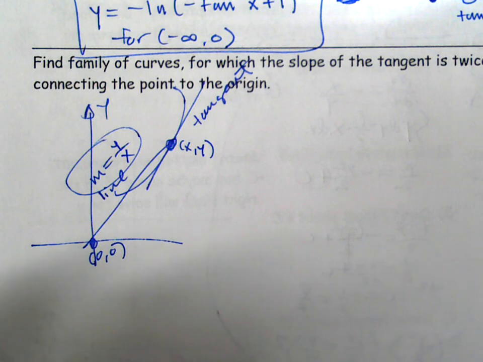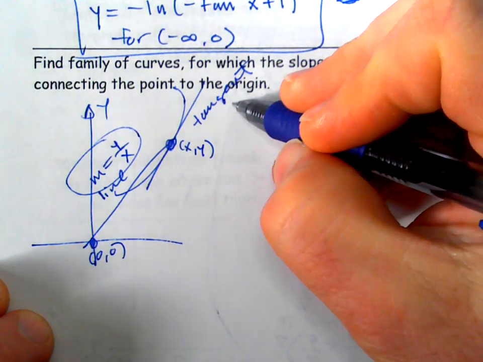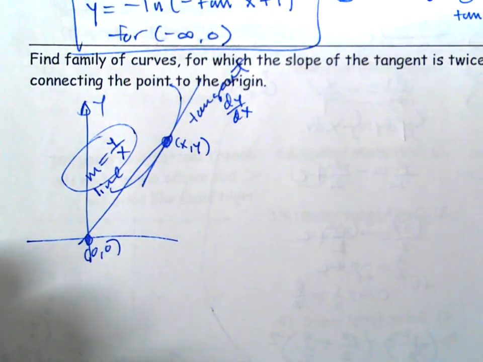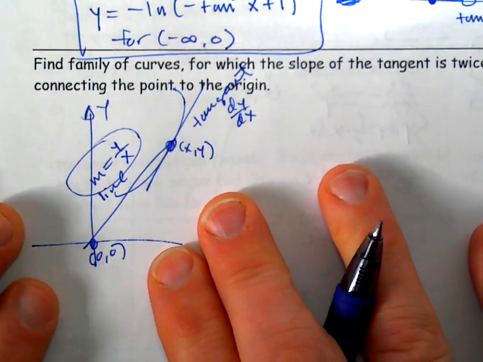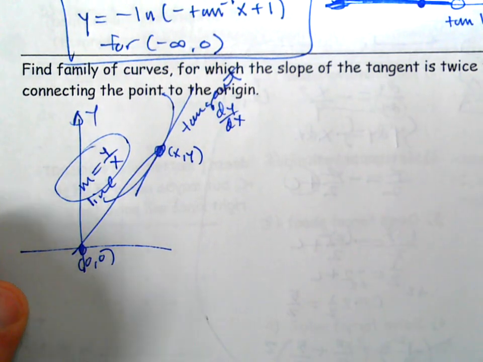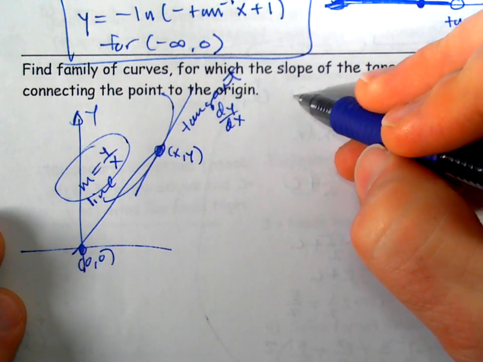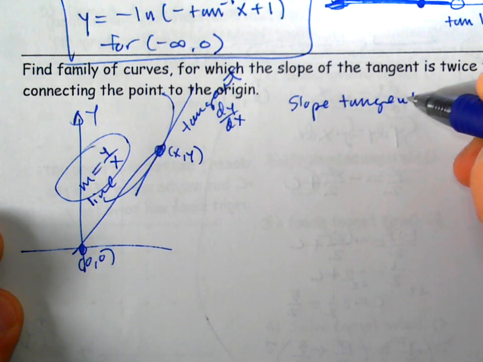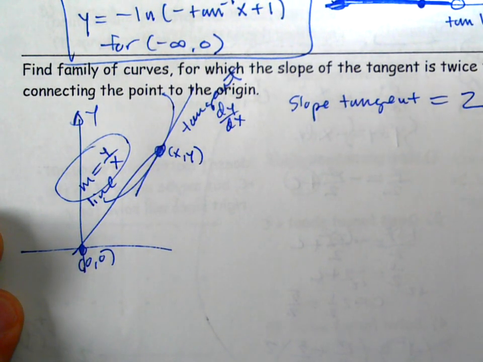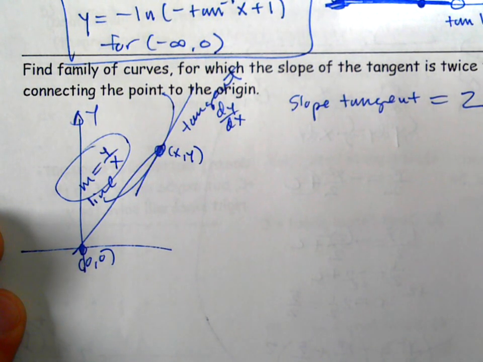And the derivative, the slope of this line, we're going to call that dy dx, whatever function it is. Let's see if we can write this statement up here as an equation that involves derivatives, a differential equation. So we're saying that the slope of the tangent is twice the slope of the line connecting the point to the origin.